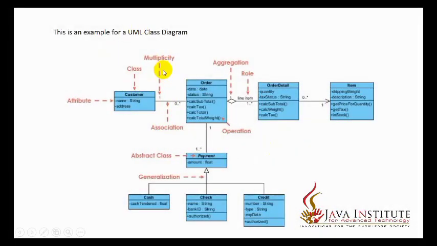This is an example of a UML class diagram. You can see here these are classes, as well as these attributes and the class name. You can see the associations and the detail, it is one to many, that way. Multiplicity, aggregation, you can see those things. It means the parts we previously discussed are already used in this example.